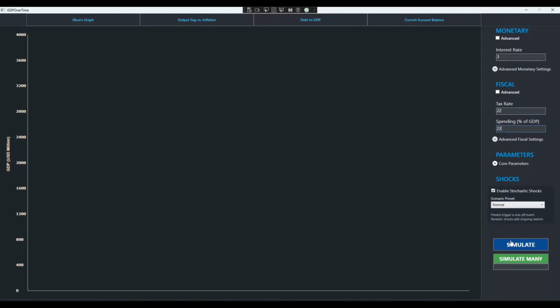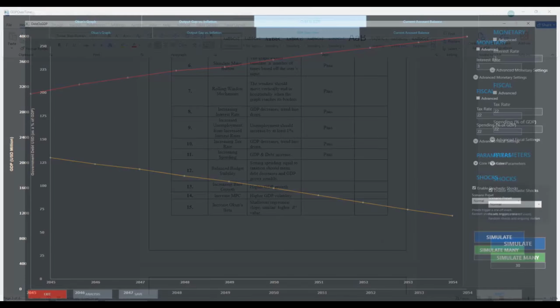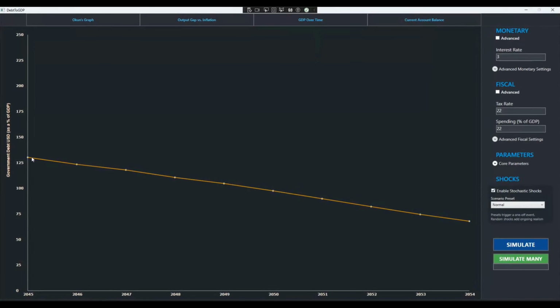And simulating 30 years of the simulation. We can observe what happens on GDP over time graph over those 30 years. So as you can see, GDP is growing steadily at positive growth rates. And if we switch over to debt to GDP, we can see a decline in debt over time due to the government balance being in equilibrium, 22 and 22%.